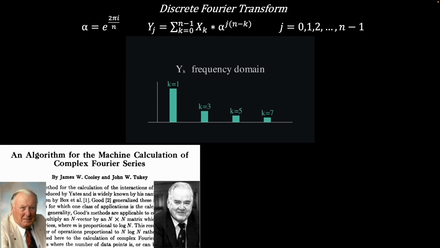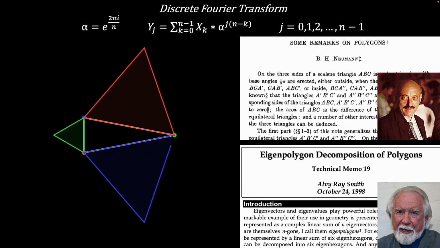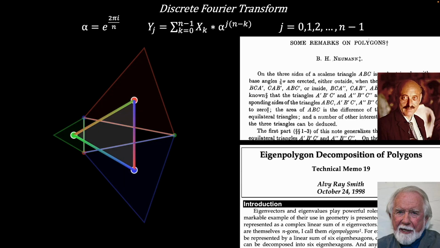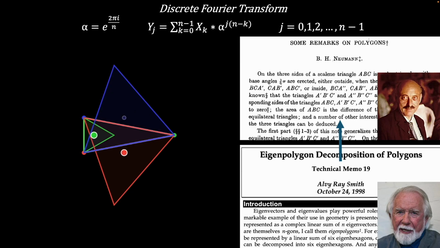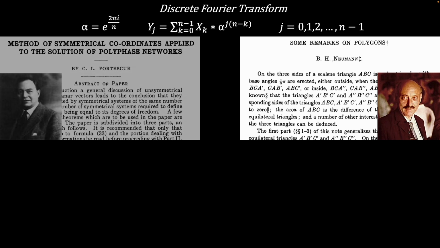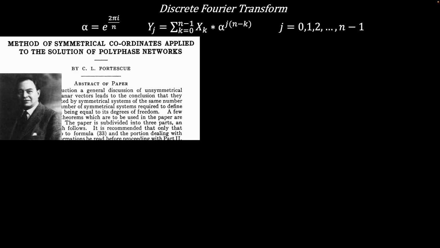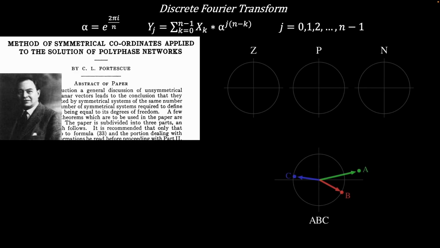In 1998, Alvy Ray Smith, the founder of Pixar, writes this equation for deconstructing polygons in computer graphics, such as the decomposition of this irregular triangle into two regular triangles. He references a theorem by Bernard Neumann, a mathematician, which is about the same topic. Neumann references his own father's textbook about the topic of symmetrical components in his paper, which was created by Charles Fortescue for solving problems in unbalanced power systems. In electrical engineering, this equation is used to map three-phase unbalanced vectors into three sets of balanced vectors for solving problems in power system unbalance.